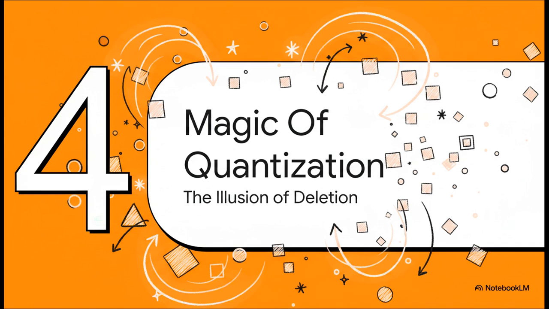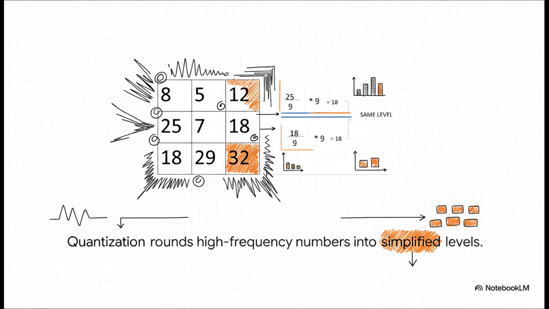Next up is part 4, the magic of quantization, which is really the illusion of deletion. So, once DCT has neatly organized our image block into these wave frequencies, quantization steps right in. It takes these really complex frequency numbers and divides them down using a very specific table, ultimately rounding them off to the nearest whole number.